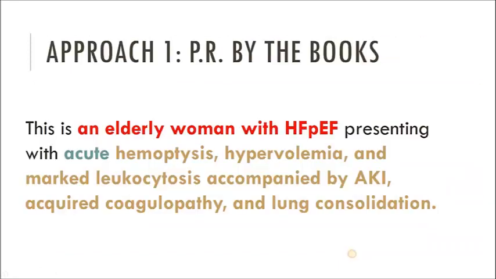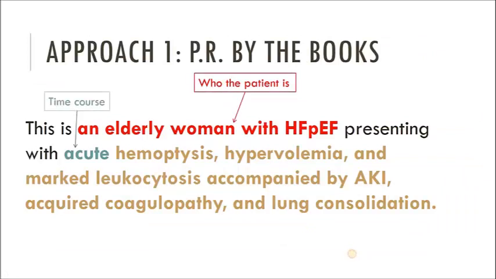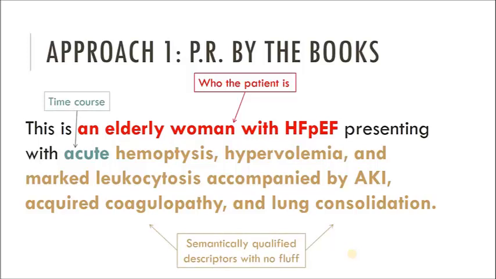Here's what it entails. It includes who the patient is, a time course of illness, and then semantically qualified descriptors, key features of the case with no fluff. So an example of that would be an elderly woman with HFpEF presenting with acute, which is the time course, hemoptysis, hypervolemia, and marked leukocytosis accompanied by AKI, acquired coagulopathy, and lung consolidation. Those would be the key features that are semantically qualified. So I told you who the patient is, what the time course is, and some of the key features.